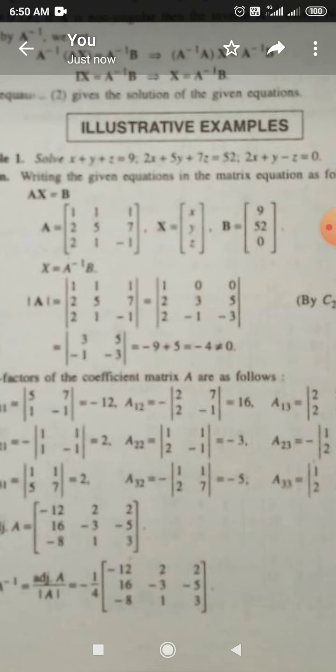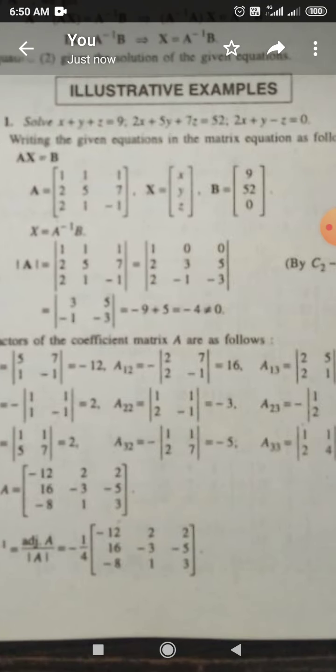So the coefficients are 2 1 minus 1, and one matrix X is equal to x y z, that is the unknown, which has to be found, and the B matrix is the constant values on the right hand side: 9, 52 and 0. So this is the matrix equation AX is equal to B. This system is nothing but AX is equal to B. Then X is equal to A inverse B.